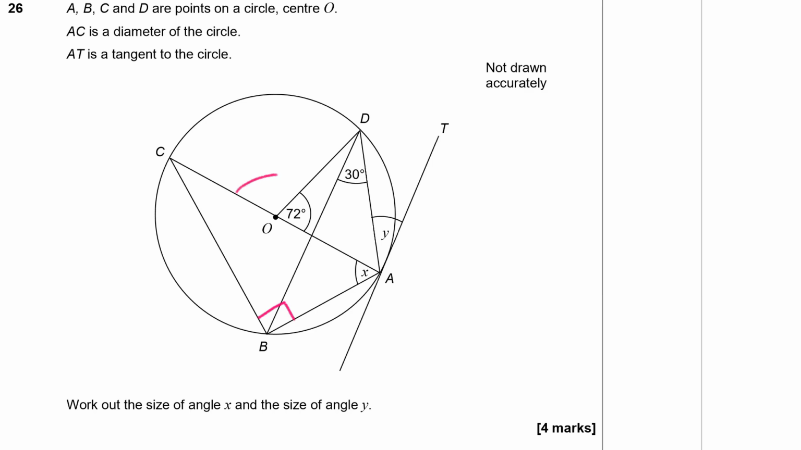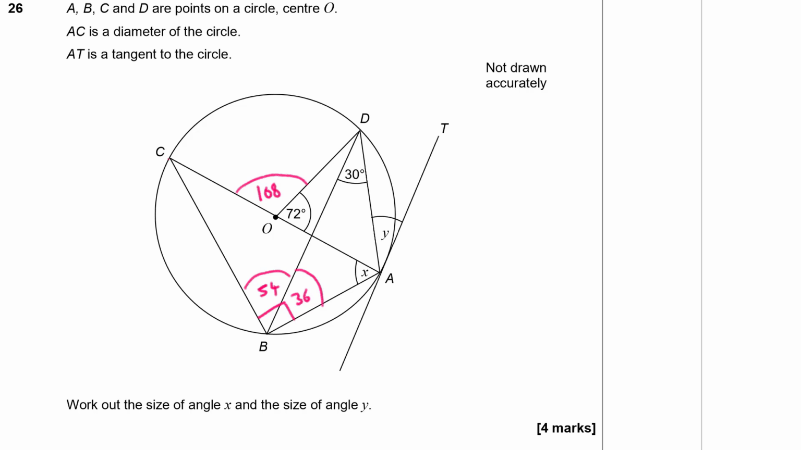Now I know that this angle here plus the 72 make up a straight line because AC is a diameter. So that angle there must be 108. Now I don't know if you can see this, but you've got an angle subtended at the center and an angle subtended at the circumference from the same two points. So this angle here must be half of that 108, so that must be 54, making what's left out of the 90 degrees, that bit there, 36.